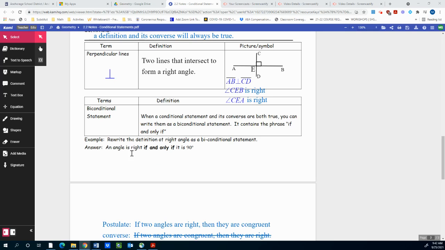So we know that the definition of a right angle is, if an angle is right, then it's 90 degrees. And its converse is, if an angle is 90 degrees, then it's right. So that is a definition of a right angle. And so to convert it to biconditional form, we would say an angle is right if and only if it is 90 degrees. And I don't actually think we're going to be using that too much this year.